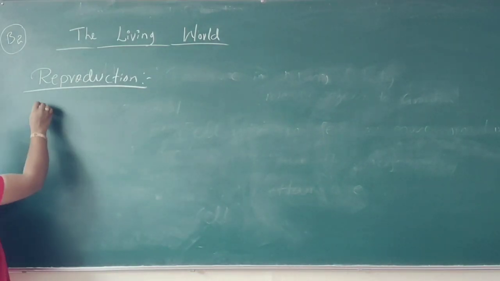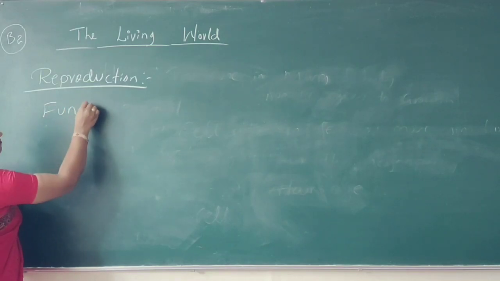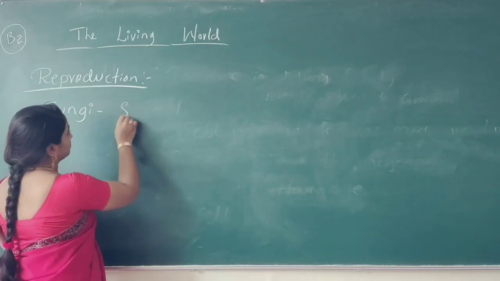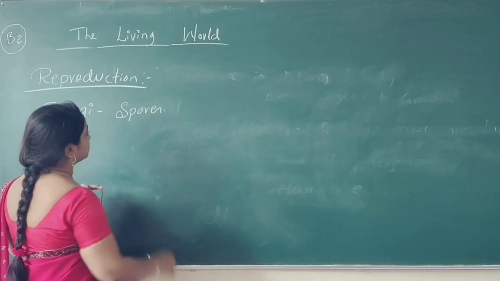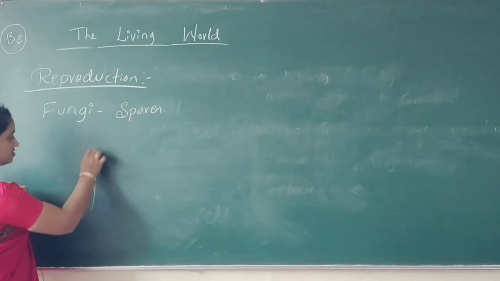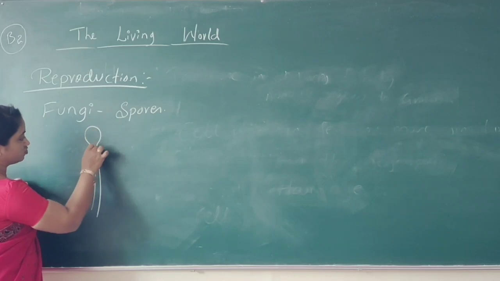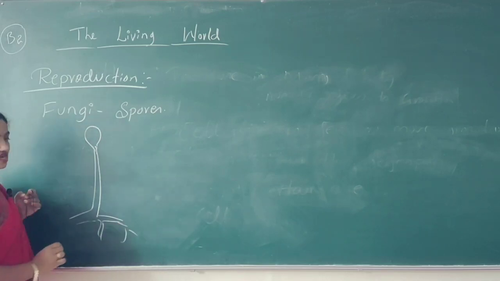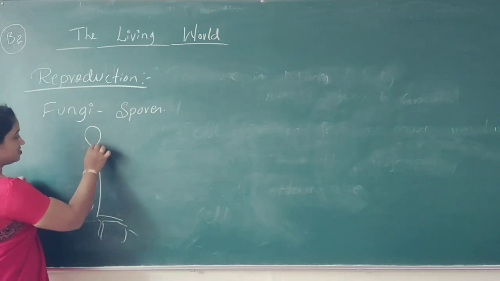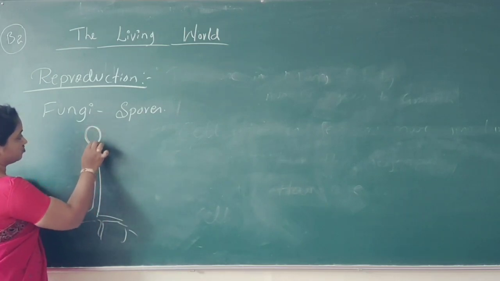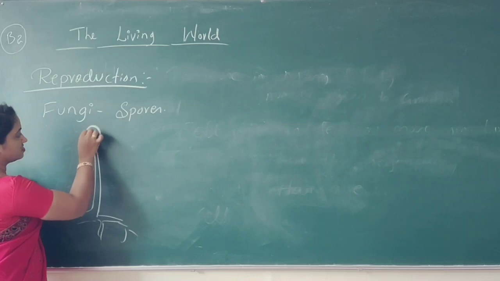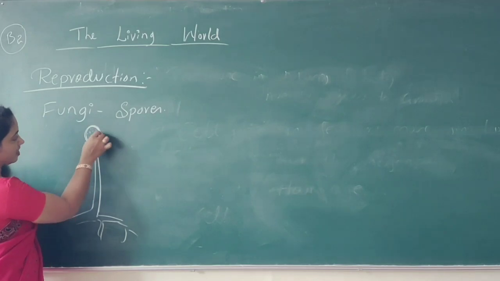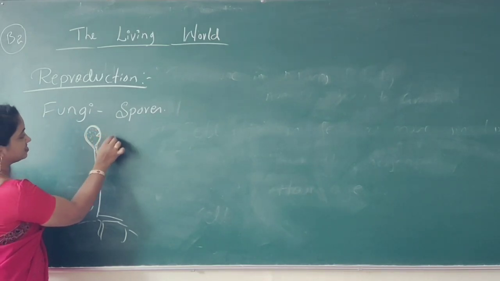So let me write some more examples here, like fungi. Fungi reproduces asexually by developing some spores through the sporangiophores. Just think, we are learning the structure of fungi. Consider, this is the stalk and this is the sporangiophore or sporangium. Inside that, a number of spores are present. After the maturation of the sporangia, it will dehisce and release a number of spores.